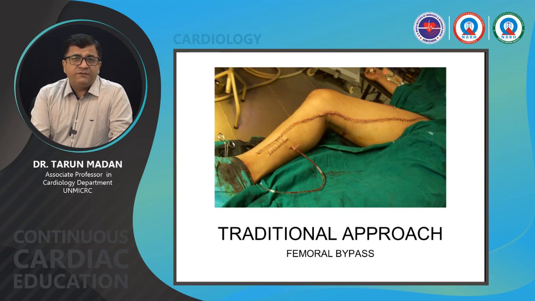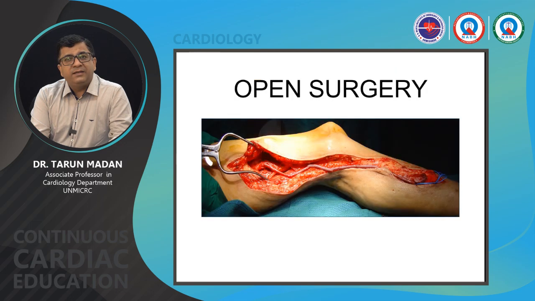Now this is the traditional way of management of femoropopliteal disease. You have to do a long femoropopliteal bypass either with a vein graft or with the help of a prosthetic graft, which is very cumbersome. You can see there is a long incision, the patient has to stay in the ICU and post-operative ward, and this is how open surgery looks.